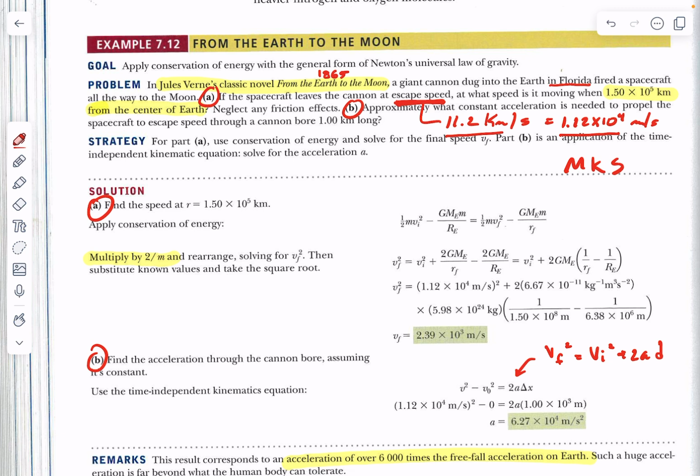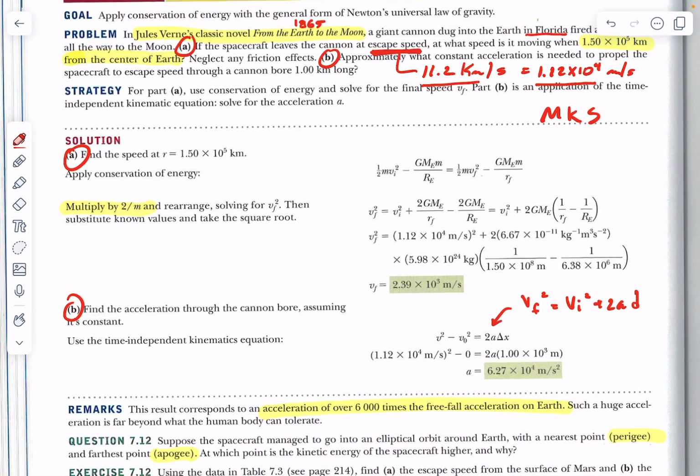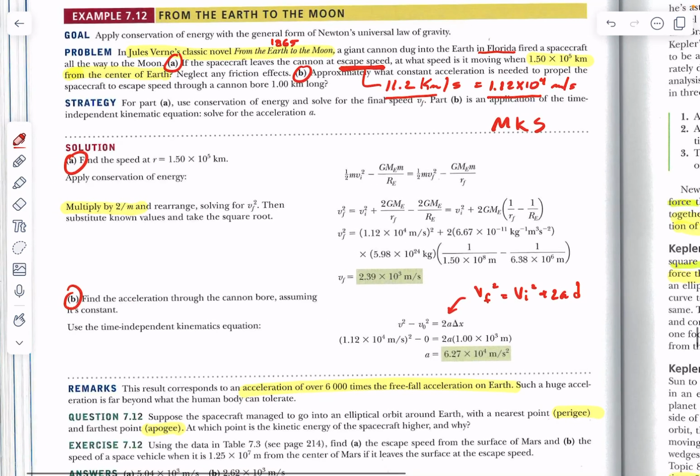So the K is in kilograms, the M is meters. Now, we want to find the speed of this satellite or this spacecraft that we're launching when it is 1.50 times 10 to the fifth kilometers above the surface of the Earth. So again, we're going to do our work energy theorem. And so we have our kinetic energy, and we have our potential energy, and then our kinetic energy and our potential energy.